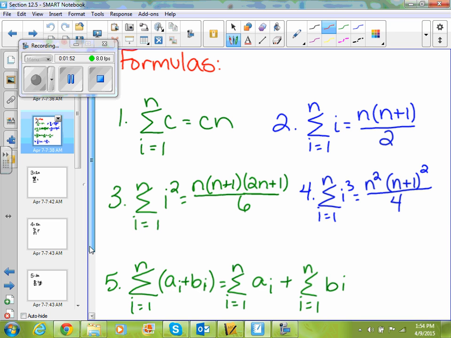For number 3, the sum from any 1 value to n of I squared is equal to n times n plus 1 times 2n plus 1 divided by 6. For number 4, the sum from 1 to any n value of I cubed is equal to n squared times n plus 1 divided by 4.